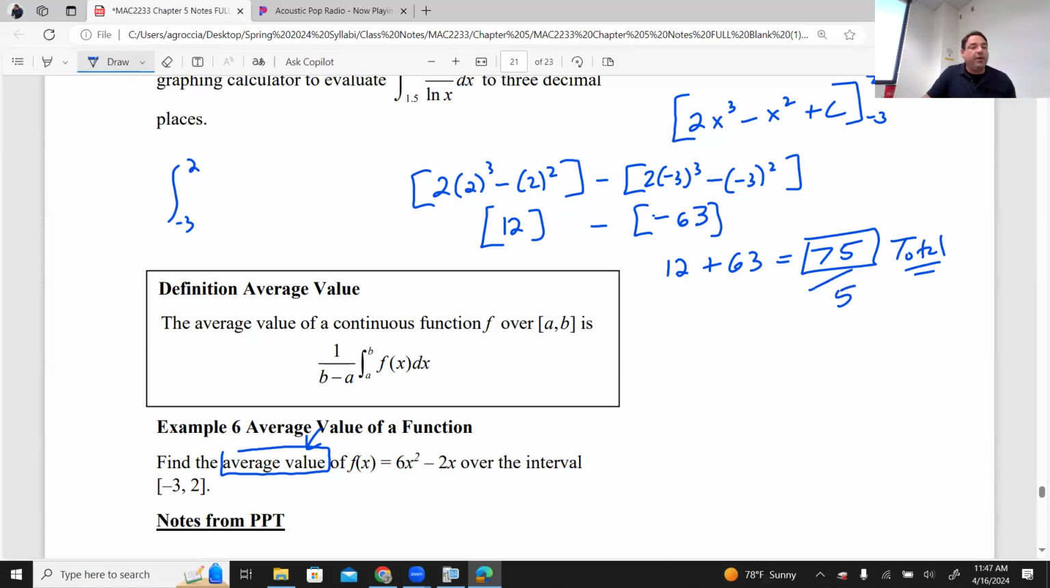So where did the 5 come from? It's the distance between the two. And I'll explain that a little bit better once we get to the next problem, because it's a word problem. But just understand, if it says average and the interval was over 5, at the end, you divide by 5.